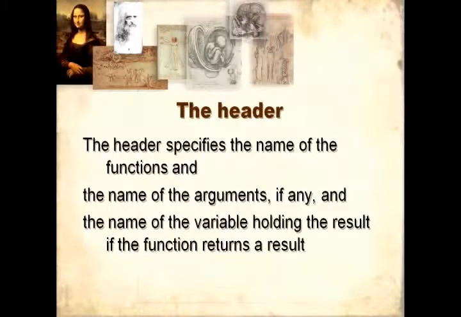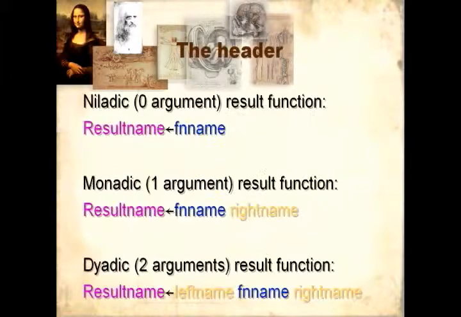The header specifies the name of the function and the name of the arguments, if any, and the name of the variable holding the result if the function returns a result. For example, a function without any argument that returns a result will be written this way: the name of the variable to hold the result on the left, the assignment arrow, and the name of the function. A function that would take one argument and would return a result would be written this way. We put the name of the variable that will hold the result on the left, the assignment arrow, the name of the function, and the name of the right argument.